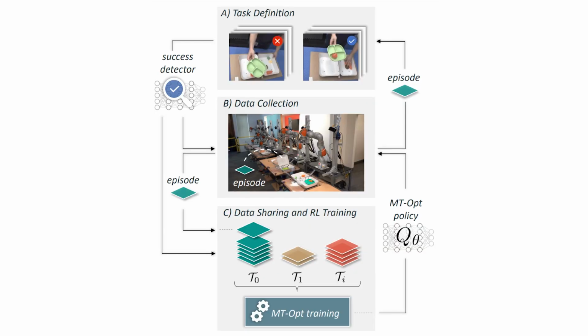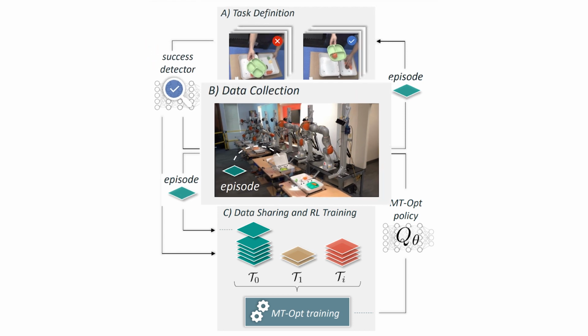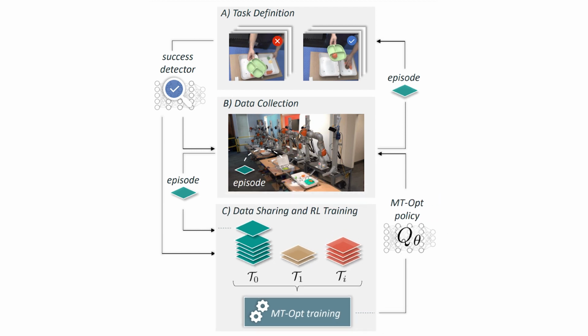MTOPT has three primary components: task definition, resulting in trained CNN success detectors; data collection, to generate episodes; and data sharing and distributed RL training to produce RL policies. Here we show several terminal images of a robot successfully grasping a carrot, as well as some failures. In this work, the task outcome is a function of the final image of the workspace.